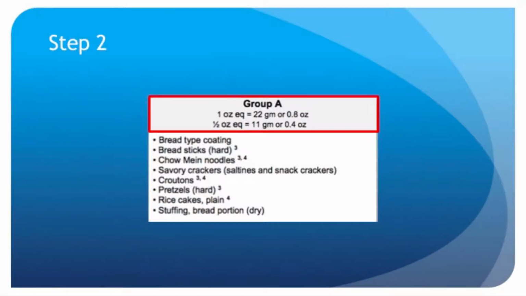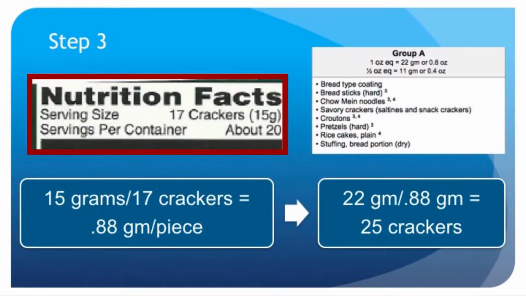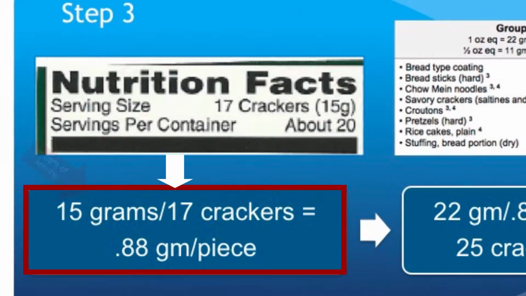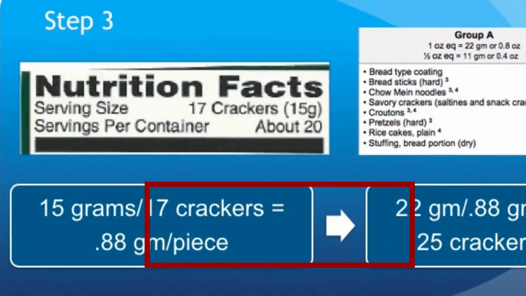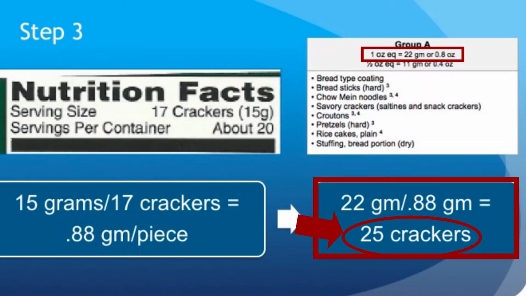Step 2 is to find the minimum required serving size by weight, keeping in mind that ages 6 through 12 must receive 1 serving and ages 1 through 5 must receive 1/2 serving. Step 3 is to refer to the nutrition facts label on the package to find out how much a serving of the product weighs. This information will be used to help determine how much you need to serve. First, divide the weight of the serving by the number of pieces to determine the weight per piece. Next, divide the required serving weight stated on the grain chart by the weight per piece to determine the required number of pieces to serve.